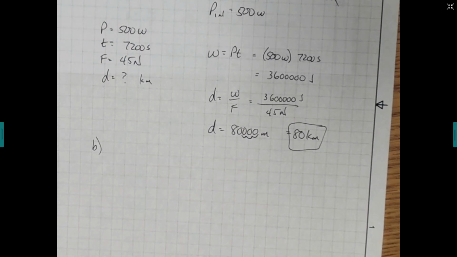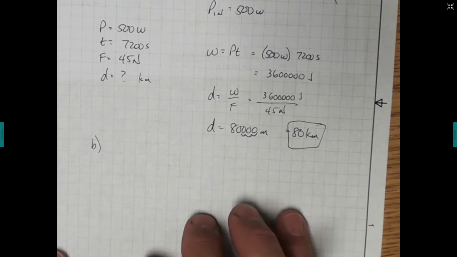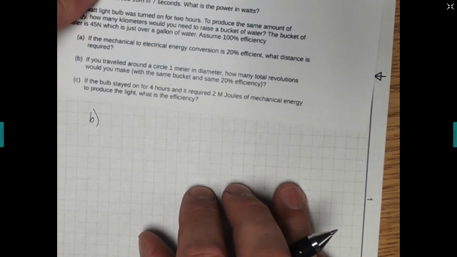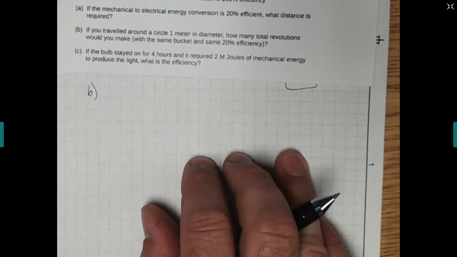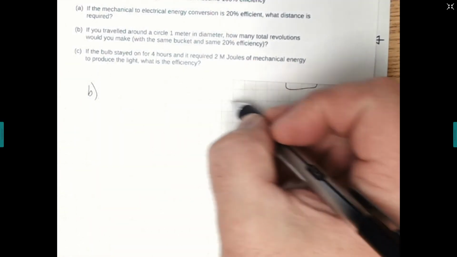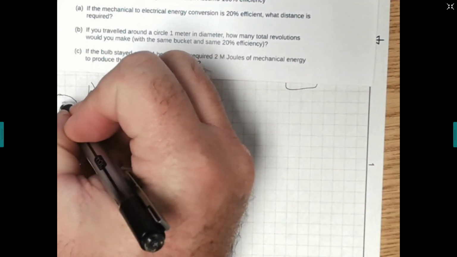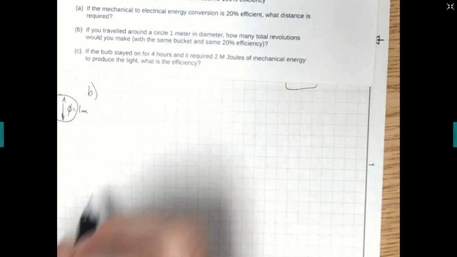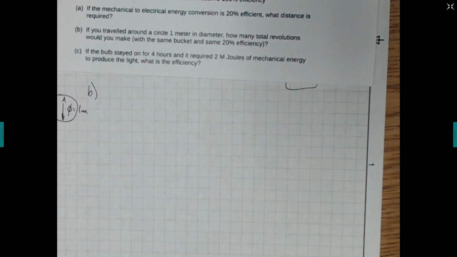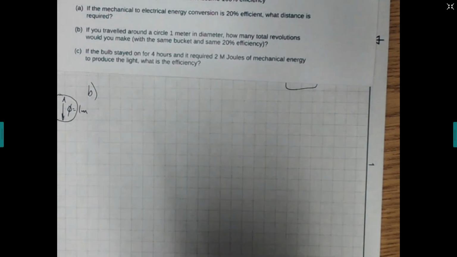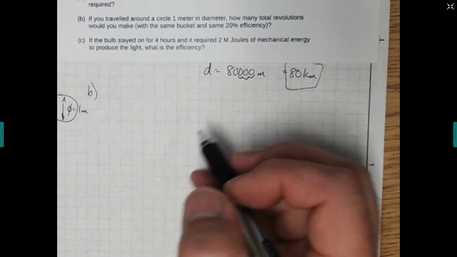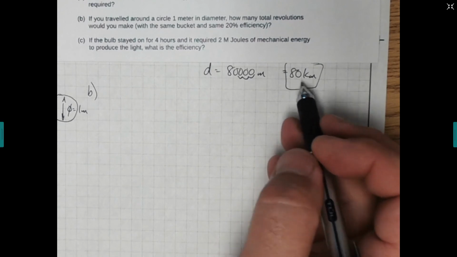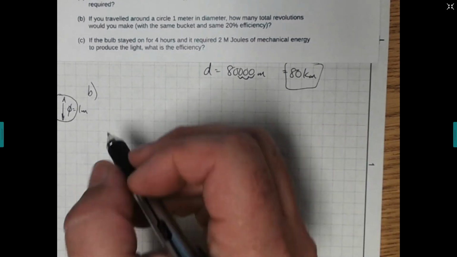And let's look at part B. Part B says, if you traveled around a circle 1 meter in diameter, so we're going to go around this circle, and we know the diameter across the middle is equal to 1 meter, how many total revolutions would you make? It's kind of like we're winding this thing up around a bucket. So how many revolutions would we make if we're using this 80 kilometers that we have?